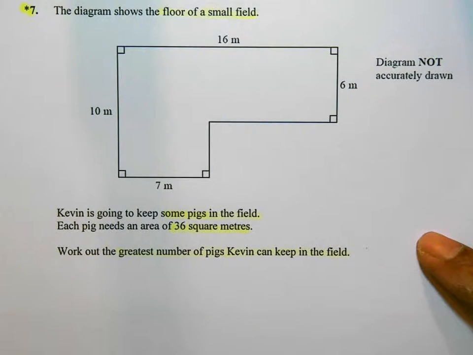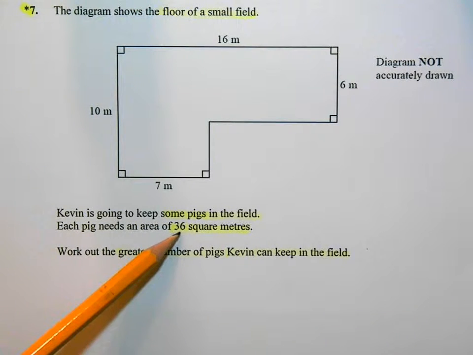So as I'm reading through this, I'm thinking about what maths I need to do to work out the answer. And what I believe I need to do is find the area of the whole field. And then once I know the area of the whole field, because I know each pig requires 36 square meters, divide the whole area by 36 and see how many 36s go into that. So let's actually do that.